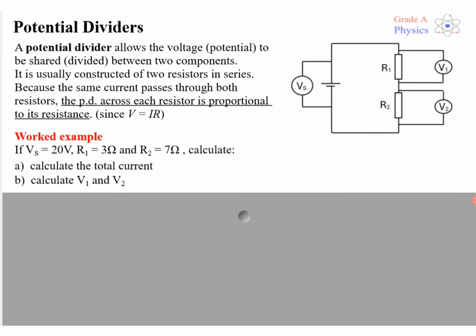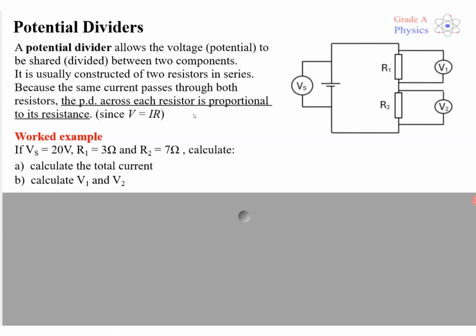So what do we mean by a potential divider? A potential divider is typically two resistors, R1 and R2, and the current will pass through both of these. We know from Kirchhoff's first law the current will be the same all the way around. However, the voltage across each of the resistors, V1 and V2, will depend on the size of the resistance. Something we've seen earlier on in this topic: the potential difference across each resistor is proportional to its resistance.